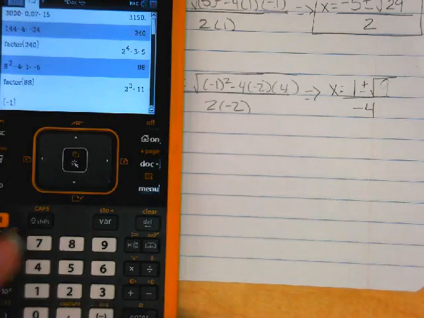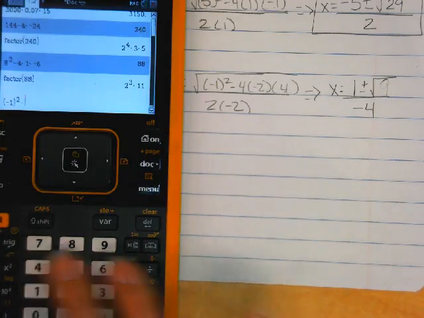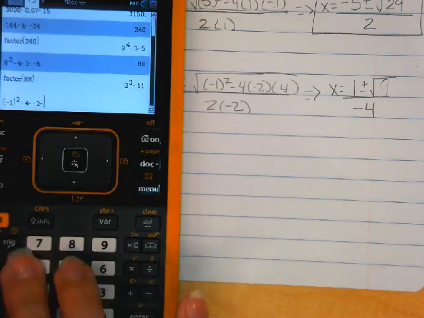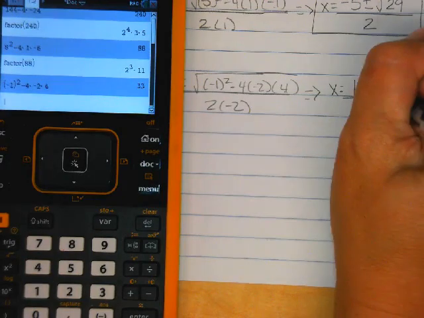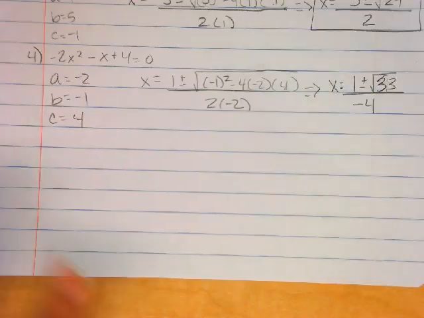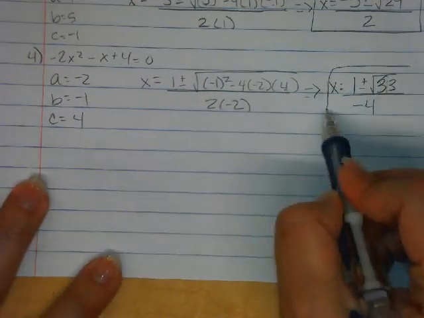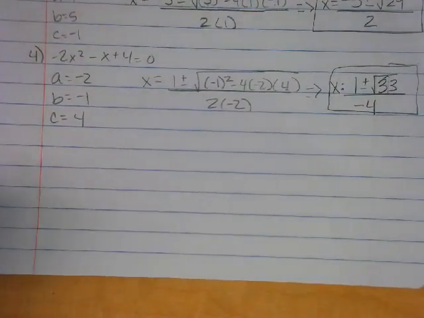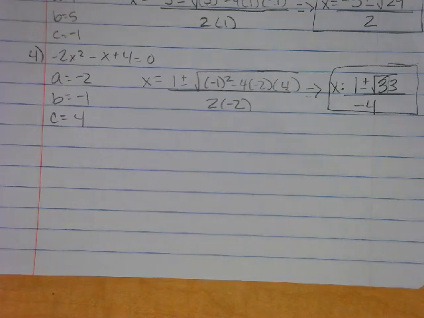Negative 1 squared minus 4 times negative 2 times 4. 33. There we go. Does that simplify? No. So can we do anything else? No. It's actually kind of nice when you can't do anything else, right? Not as much work.